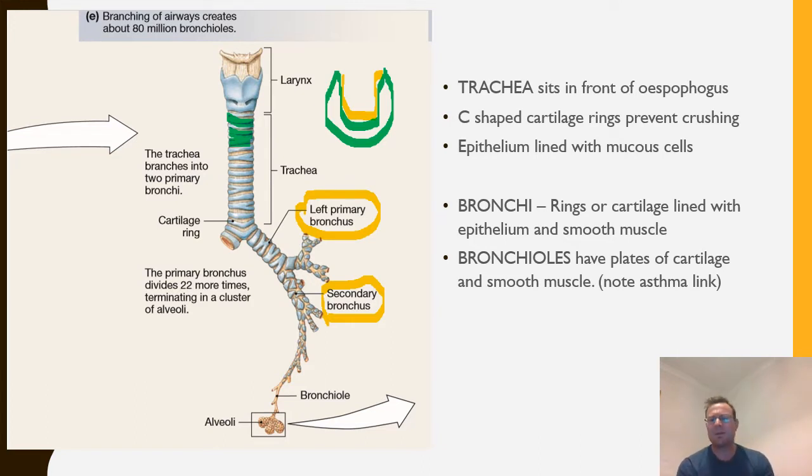But it also means that when that smooth muscle that lines the respiratory tract constricts, it can cause problems. So asthmatics may take what are called bronchodilators. They work to relax that smooth muscle to allow it to give and open up that airway.